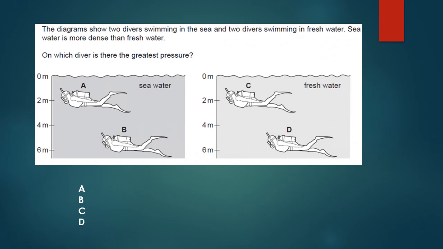So if you look at the divers there, A and C are at the same depth, but A is in seawater, so obviously A should be experiencing more pressure than C. But then when you look at B and D, we know the more the depth, the more the pressure they are going to experience. So then we have to choose actually between B and D. That is where the data given in the question becomes handy. Seawater is more dense than fresh water. So if you look at B, it has the same depth as D, but it is in seawater, so it is more dense, which means B will be experiencing more pressure.